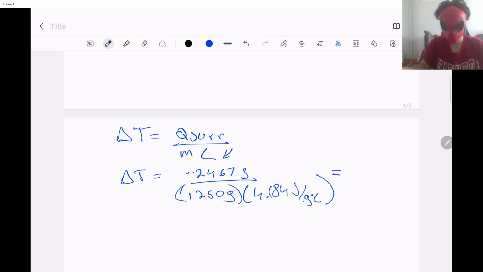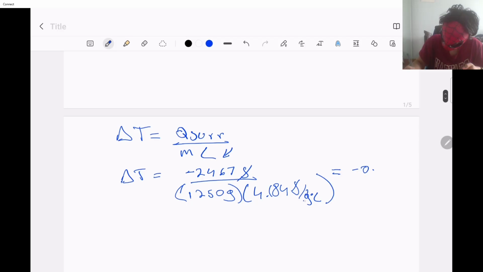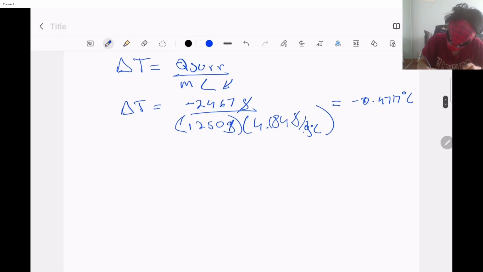And this gives us negative 0. Cancel the joules, cancel the grams, and we're left with degrees Celsius. And the change in temperature is equal to negative 0.4717 degrees Celsius. This is the change in temperature, so let's calculate the final temperature.